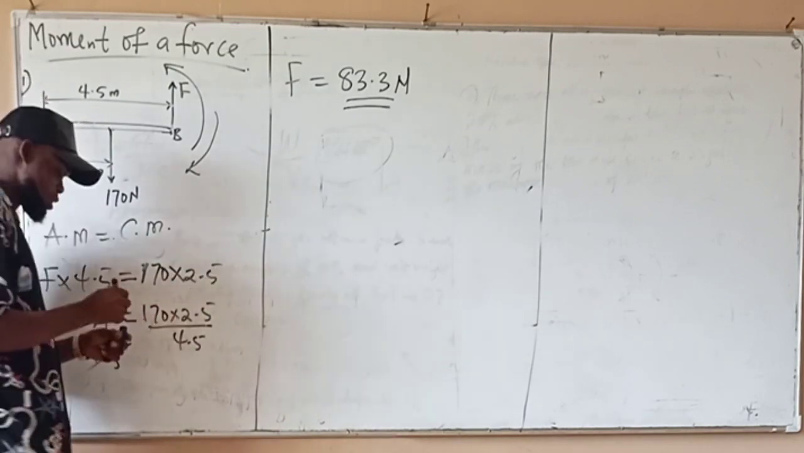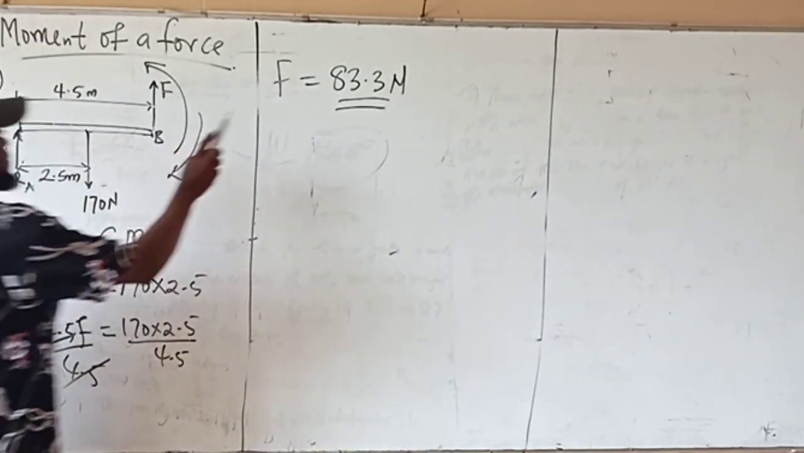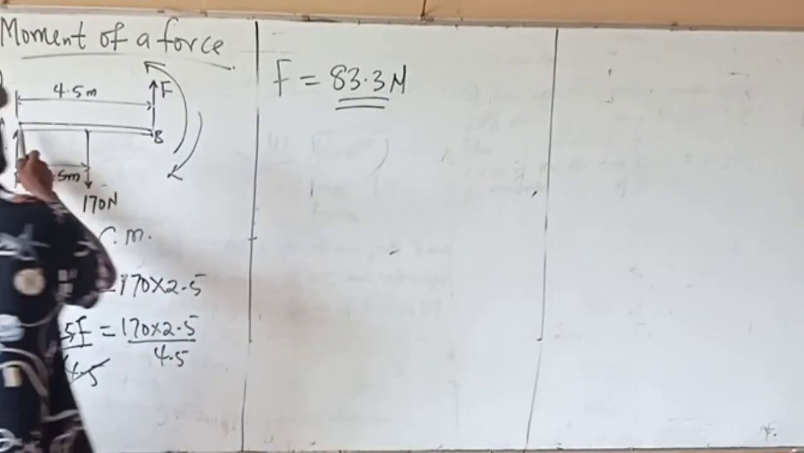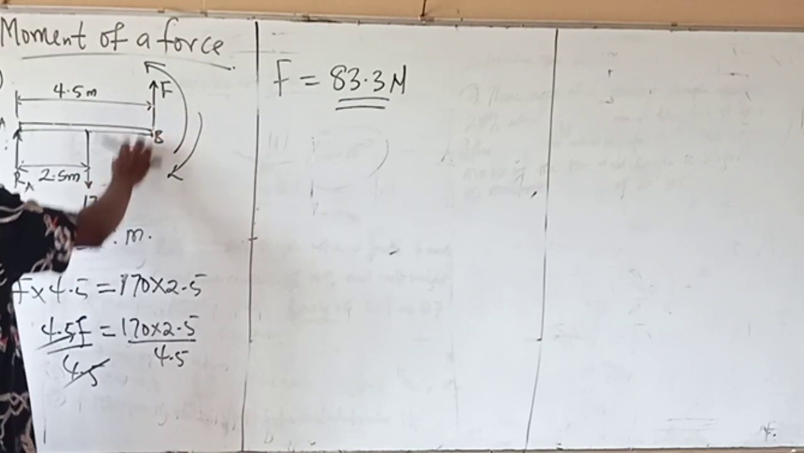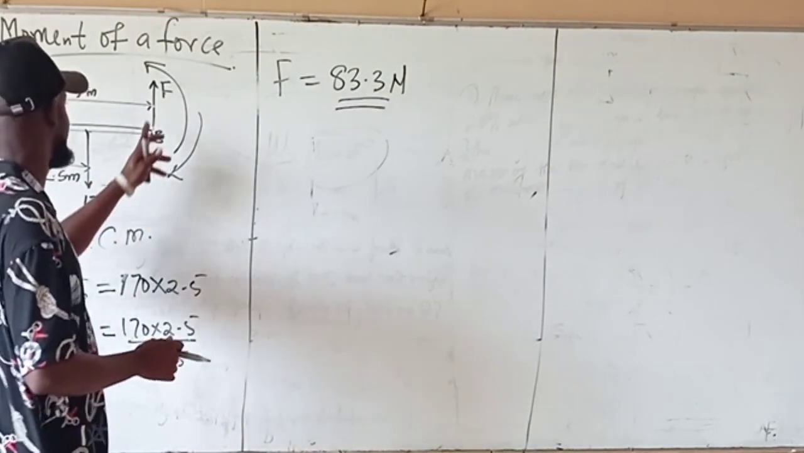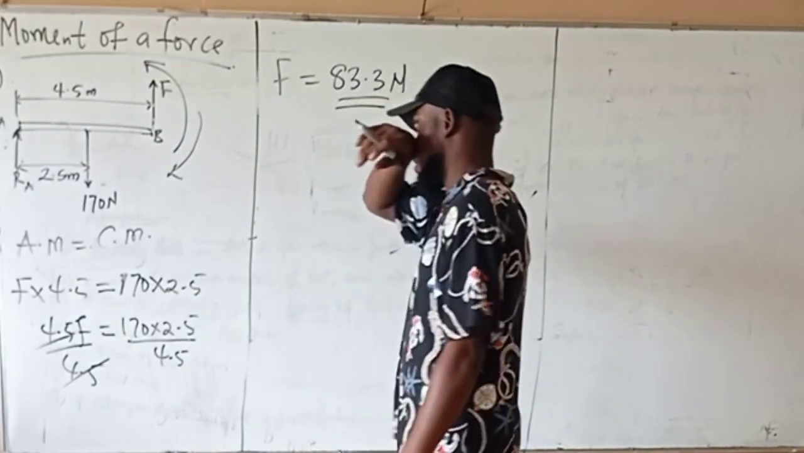breaking or falling. That's what I need to have. So this force of 83 newtons will keep this beam in the horizontal direction without either falling or swerving downward. So this force will keep it in that order. We'll keep the beam in that order.